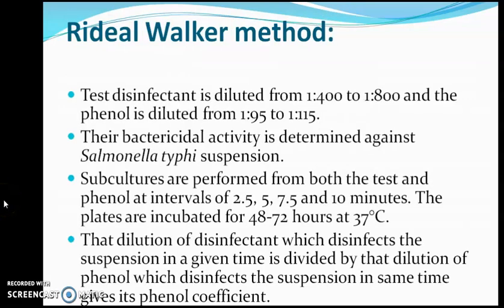So let's see the first method, that is the Rideal-Walker method for the determination of phenol coefficient. In this, the test disinfectant is diluted from 1:400 to 1:800, and the phenol is diluted from 1:95 to 1:115. Their bactericidal activity is determined against Salmonella typhi suspension. Subcultures are performed from both the test and the phenol at intervals of 2.5, 5, 7.5 and 10 minutes. And the plates are incubated for 48 to 72 hours at 37 degrees Celsius.